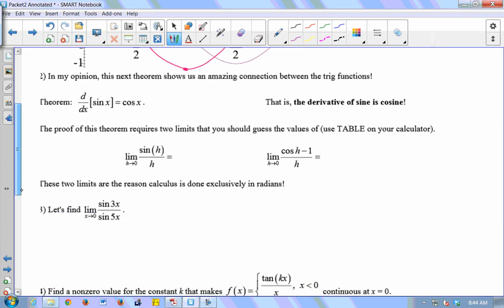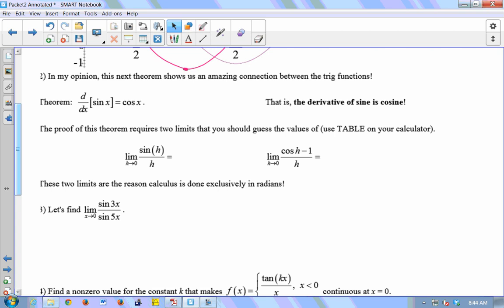So that is our theorem. Amazing connection between the trig functions, that cosine is the derivative of sine. So we can prove this more rigorously than just by drawing the picture, but it depends on these two limits. The limit as h goes to 0 of sine h over h, and the limit as h goes to 0 of cosine h minus 1 over h.